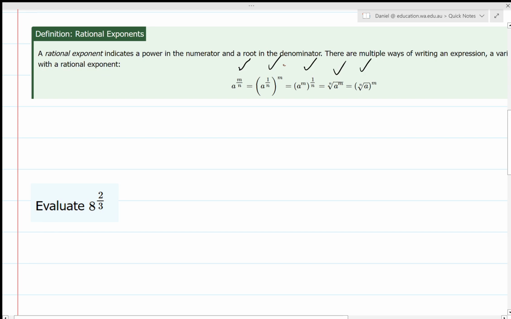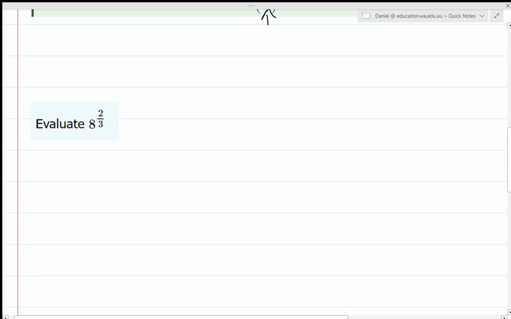For example, I'm going to be focusing on this for my first problem, which is 8 raised to 2 over 3. I can change the form on that very quickly. I'm going to change the form to 8 raised to 1 over 3 and then all squared at the end. Sorry for my dodgy handwriting. I'm writing on an angle here.